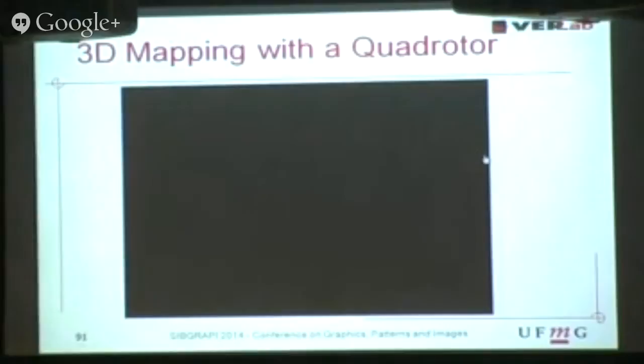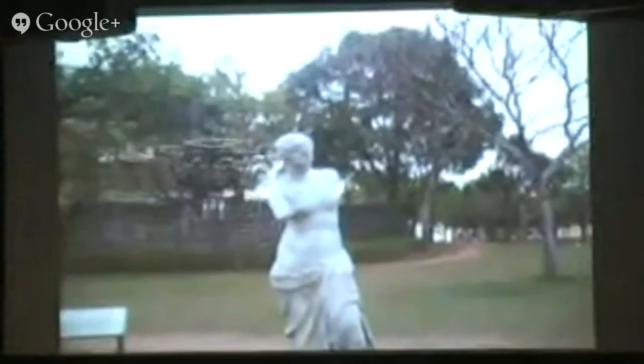And now we have to turn off the sound. We've shown this in a previous SIBGRAPI. This is a reconstruction with a quadrotor carrying a Kinect here. It's flying randomly around. It's flying by hand, not autonomously. It's flying around this statue, and it's outdoors. Of course, it was shady that day, but nevertheless, it's outdoors. And this is the result of the reconstruction.